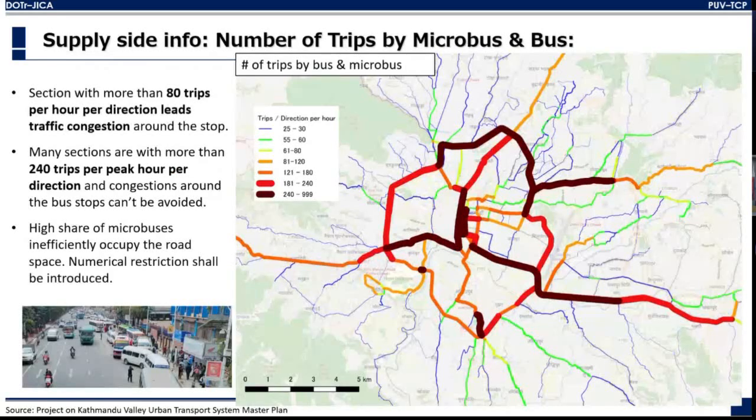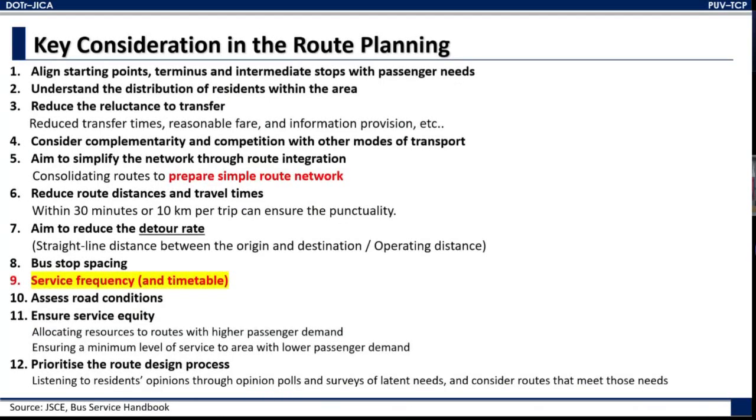Then this is how to understand it. Among these 12 items as key considerations in route planning, there are nine items, and service frequency is much more important.